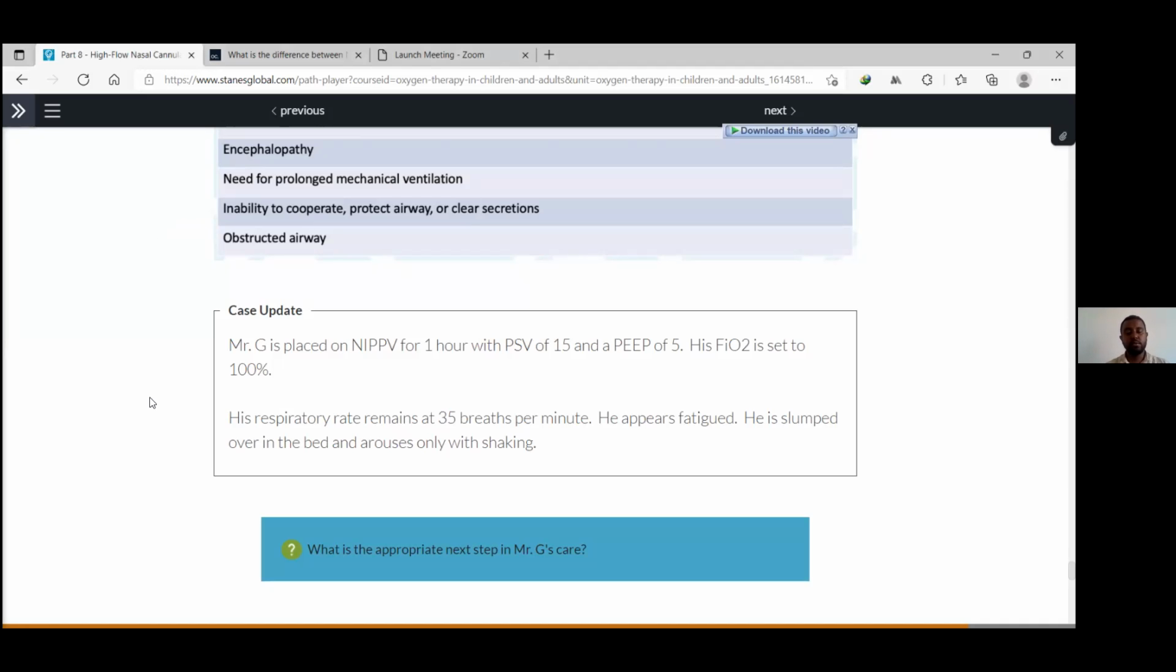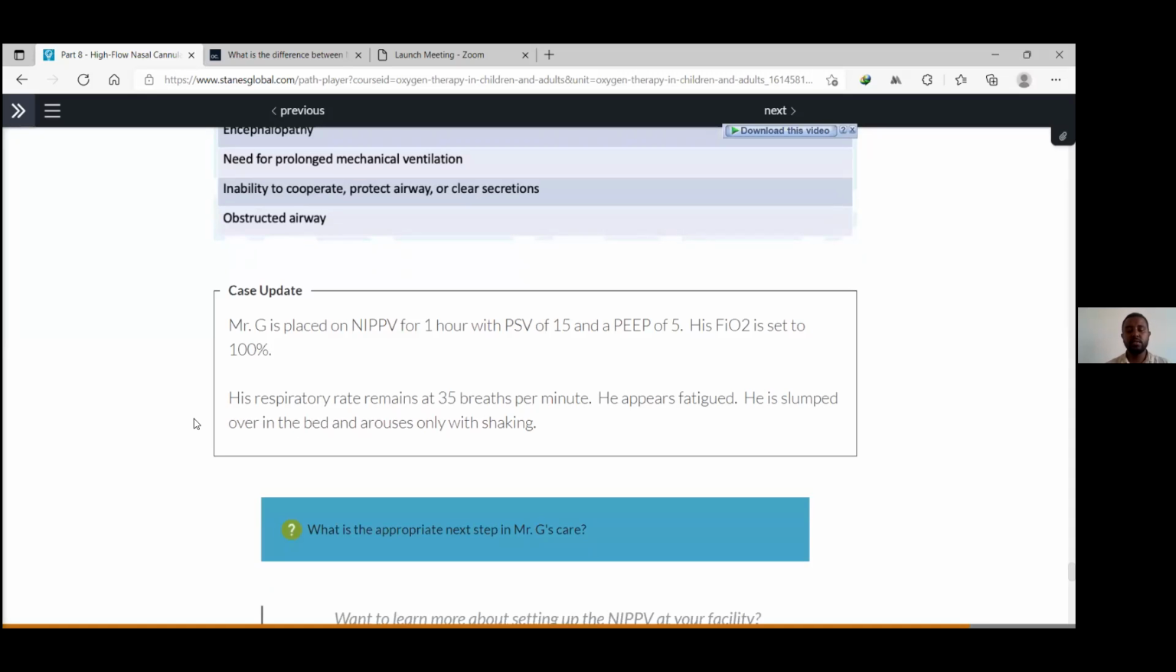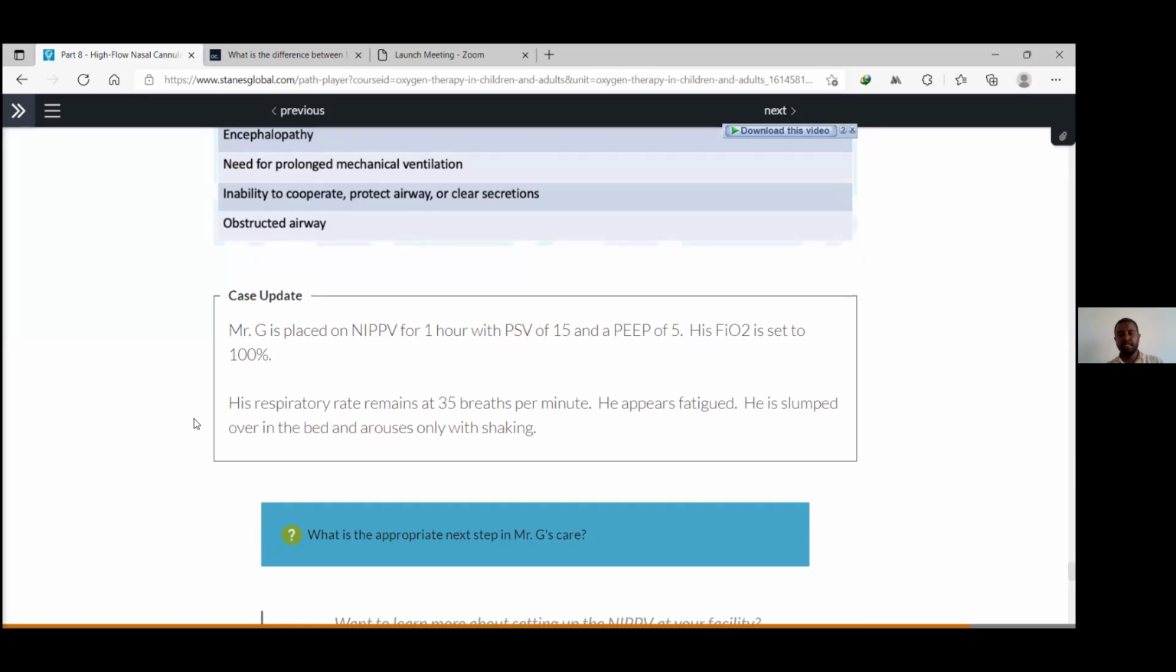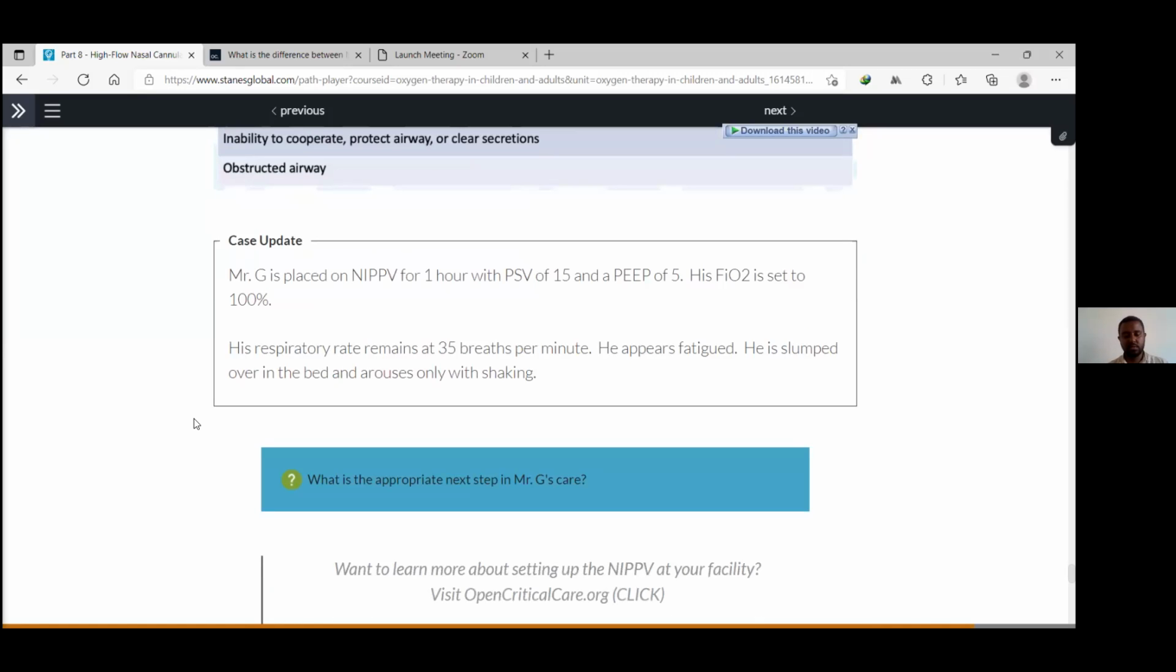I think the patient has already, as most of you listed, contraindications to continue non-invasive positive pressure ventilation. So our final answer is to proceed to invasive ventilation, since the patient can no longer protect his airway. He might be at risk for aspiration, and he might also fatigue. He has a very fast rate, 35 breaths per minute, and mentation has also changed. So these are the contraindications to continuing non-invasive ventilation, and we continue with invasive ventilation. Thank you all.